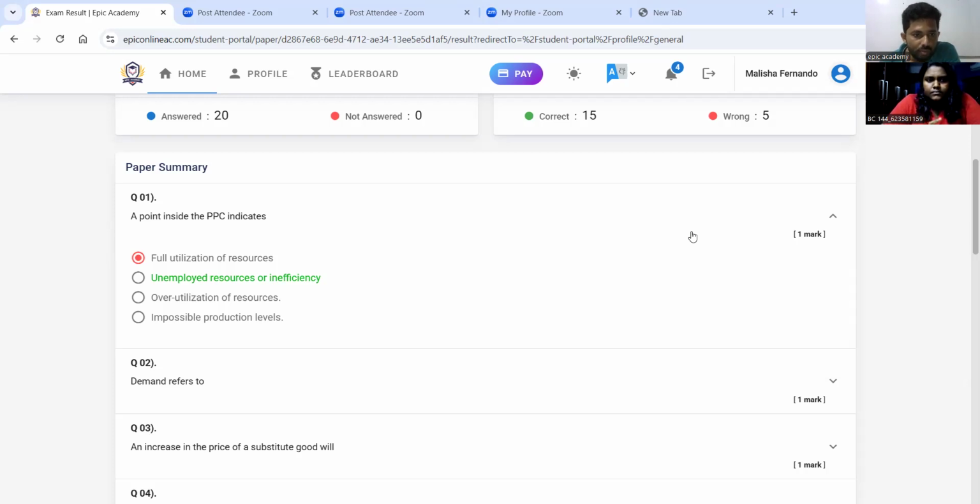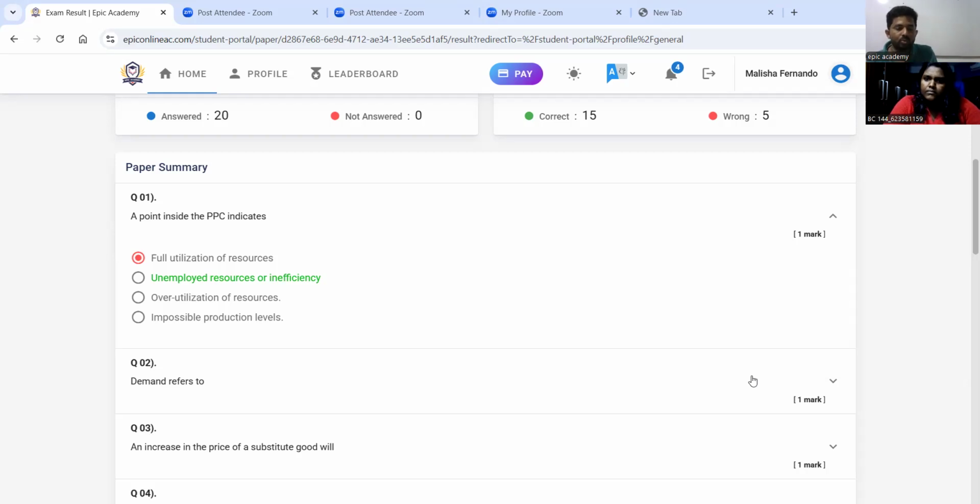So if there is a point where we are producing inside, that's the meaning of unemployed resources. Unemployed resources means you have resources, but you are not using them for production purposes. That is why you cannot reach the maximum possible. So your production point is under the production possibility curve. That is why we call it a point inside the PPC. Its answer is unemployed resources or inefficiency.